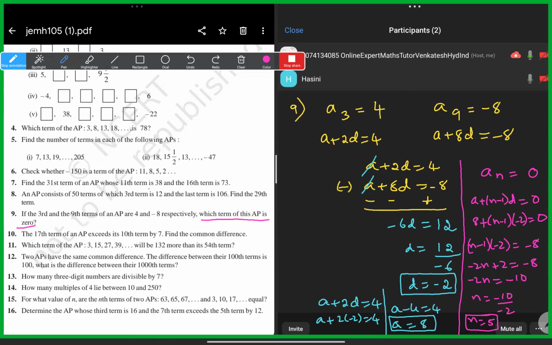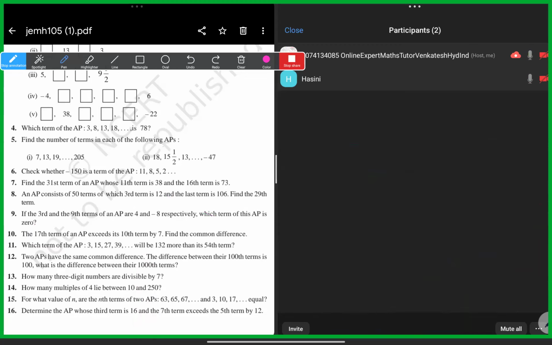Shall we go to the next one, Hasni? Shall I delete it? Yes, sir. You can delete it. You can go to the next. Okay, so let's read the 10th question, Hasni. The 17th term of an AP exceeds its 10th term by 7. Find the common difference.